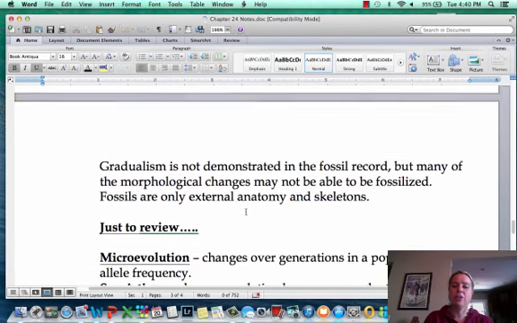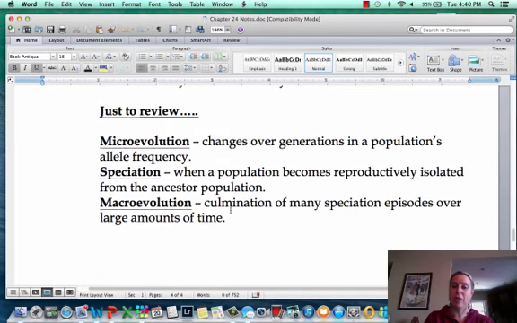Okay, so just to review, microevolution is going to be little changes over generations in allele frequencies. So those are really, really small changes. Speciation is going to be where all of a sudden those allele frequency changes have caused them to become so different from the original population that they can no longer interbreed, right? They become genetically isolated. And then when you have a whole bunch of speciation episodes as a result of microevolution, that's when you have macroevolution over time. So that's going to be how this whole process of speciation happens.